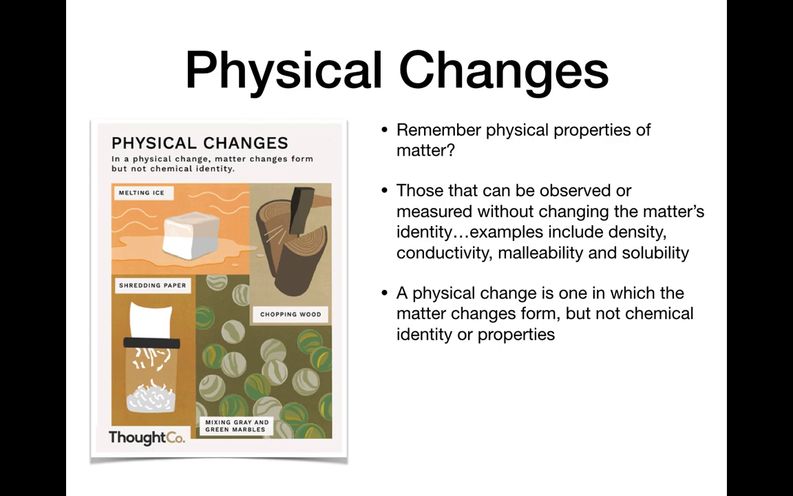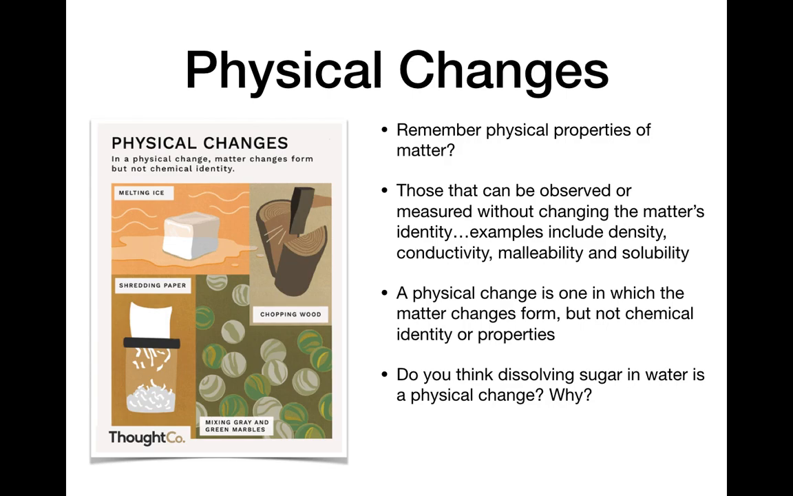Okay, so these are physical changes in this image here. So we have melting of ice, it's still H2O, it's still water, was a solid and now it's a liquid. Chopping wood in small pieces, it's still the same cellulose molecule. Shredding paper, mixing different colored marbles, these are all physical changes. The chemical identity of those substances hasn't changed even if their physical form has changed in one way or another.